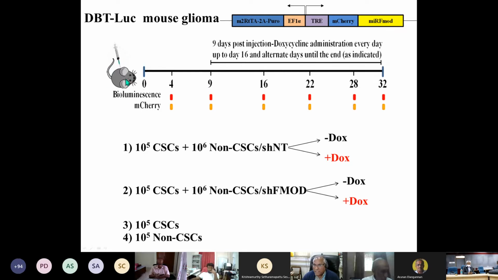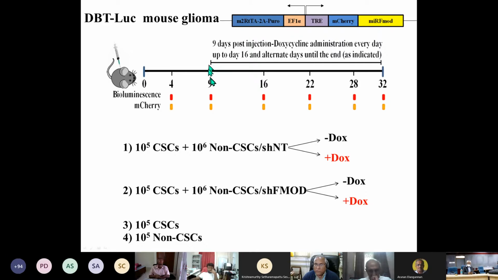You take a bunch of mice and inject CSCs along with non-CSCs which have non-targeting shRNA. Number two, CSCs along with non-CSCs with the FMOD silencing shRNA. Of course, we have a control, CSC alone and non-CSC alone. So on day 0 we inject, right? And then after day 9, we continue to image for mCherry and bioluminescence.